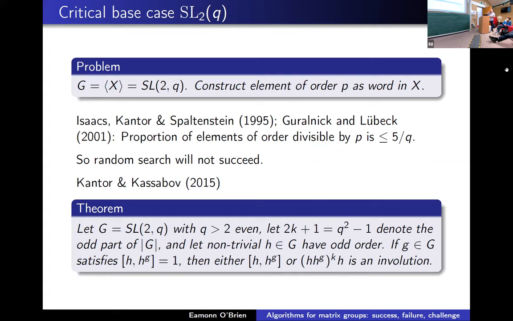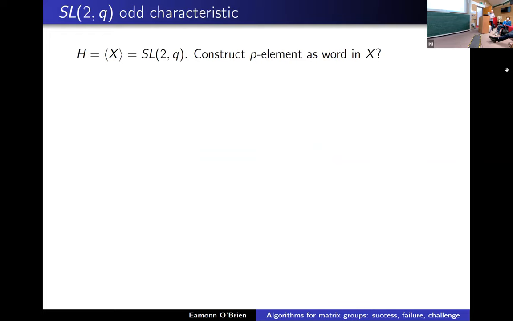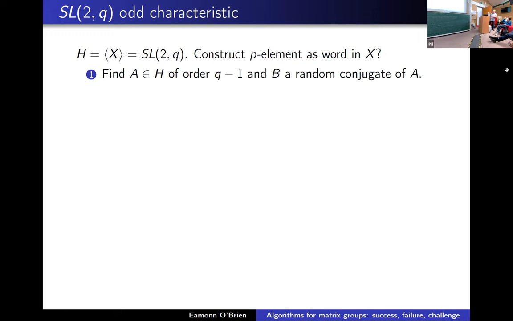I get it. So here's my hard problem. The hard problem is to do the same thing in odd characteristics. First of all, let me tell you what people have done in odd characteristics. It's the following. So same problem. I want to find a p element as a word in X. So I'm going to choose an element of the word of q minus 1, but you choose a random constant.